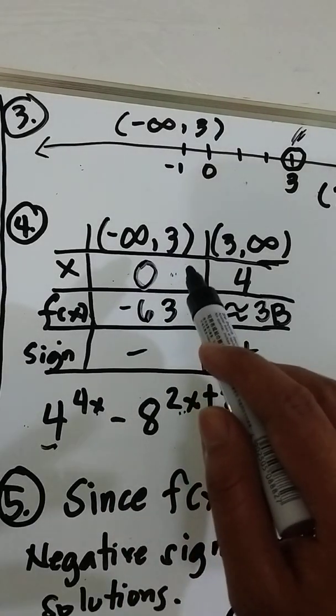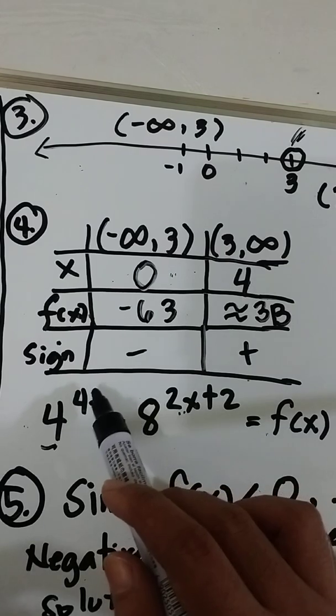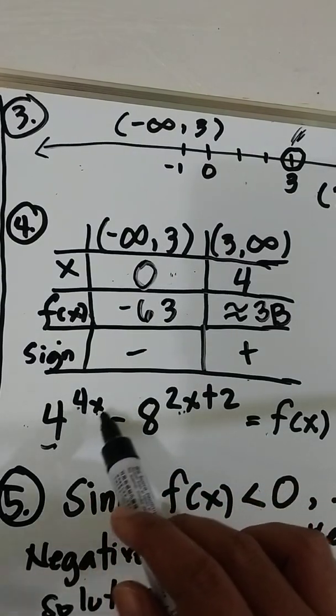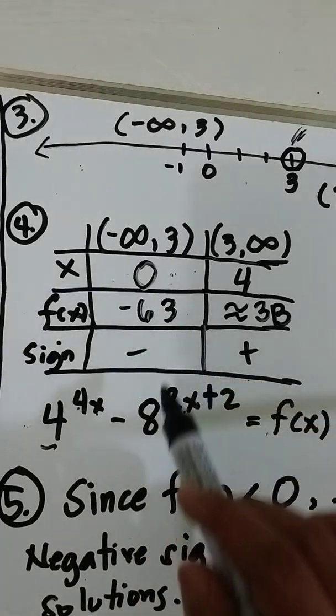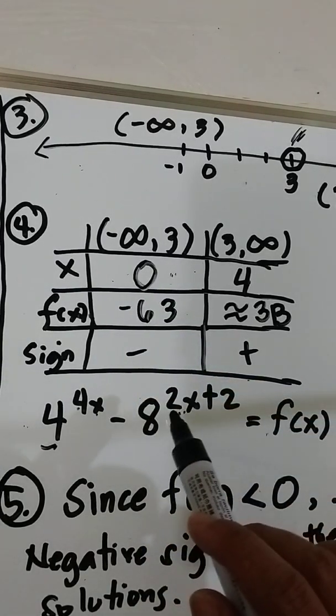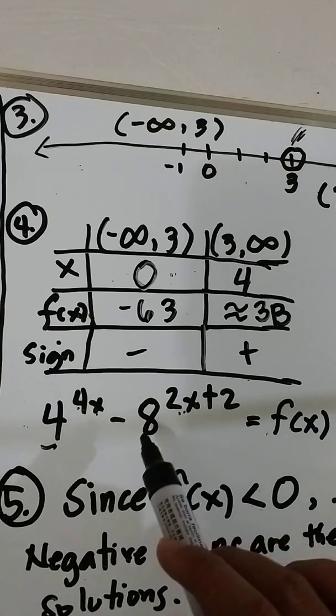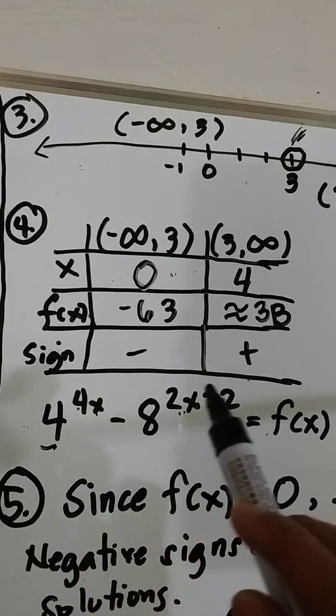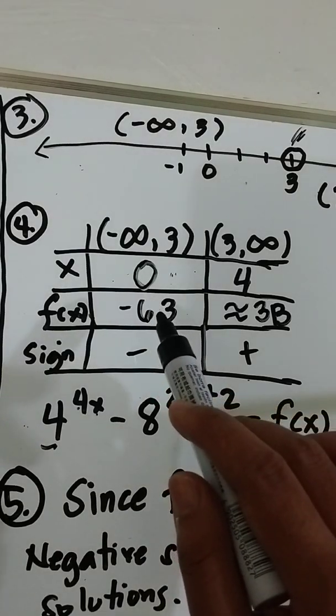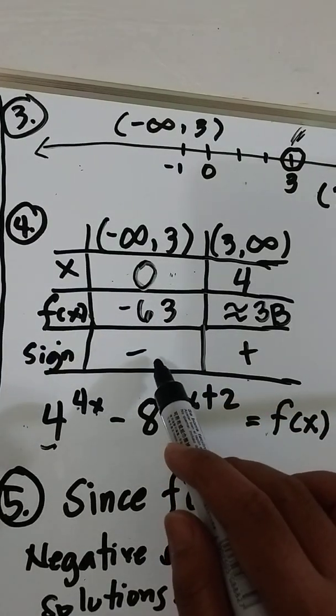So when we simplify it, 4 times 0 is 0. So 4 raised to 0 is 1, minus, 2 times 0 is 0, plus 2 is 2. So 8 squared is 64. So this will be 1 minus 64 is negative 63. Therefore, the sign is negative.